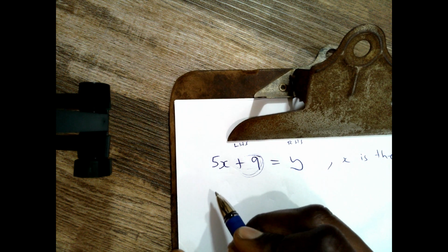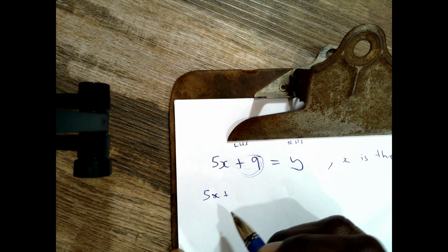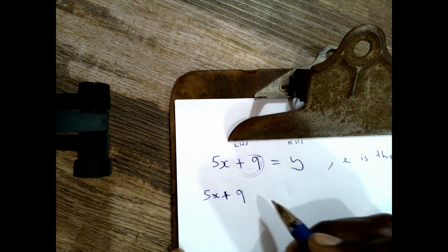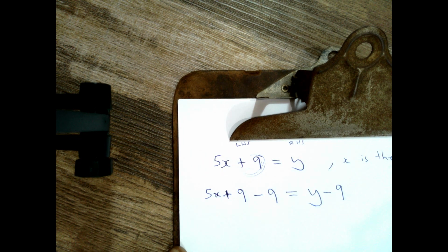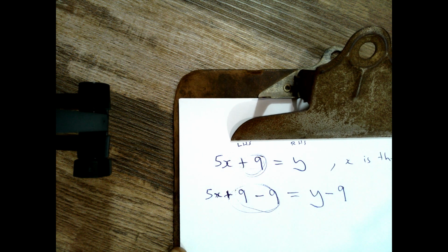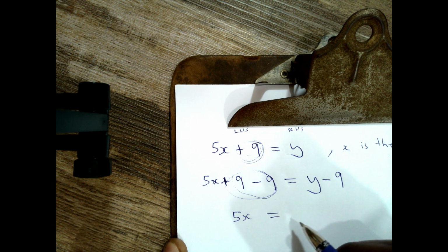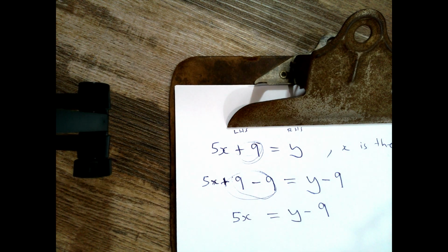So therefore, it's going to be 5x plus 9 minus 9 equals y minus 9. That's going to result in subtracting 9 from the 9, so we're going to end up with 5x equals y minus 9. So that's the first step.